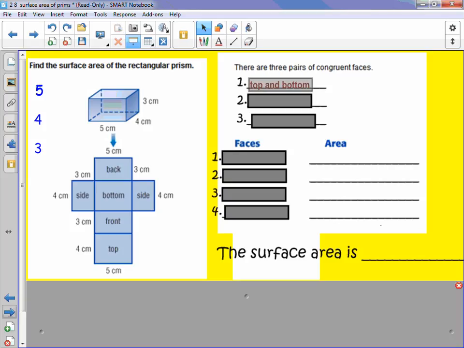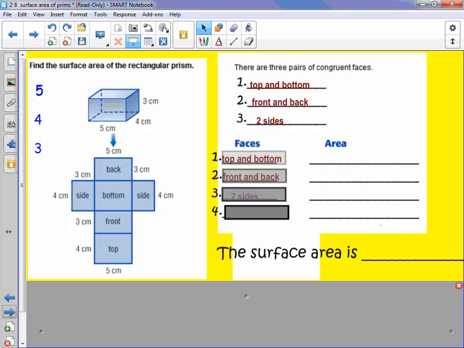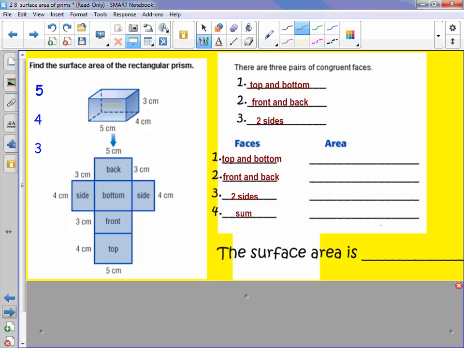Well, you can go top and bottom. And we have front and back. And your 2 sides. So we are going to first find the area of our top and bottom. Here you have your top and you have the bottom. How do you find the area of the top? What are you multiplying together? 5. Right, you have 4 times 5, which gives me 20.